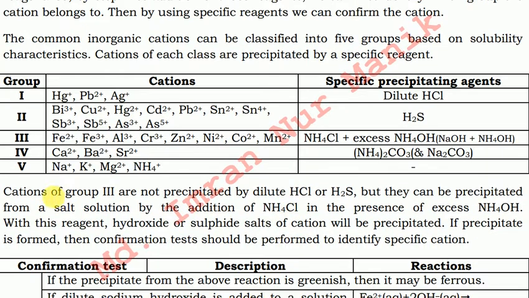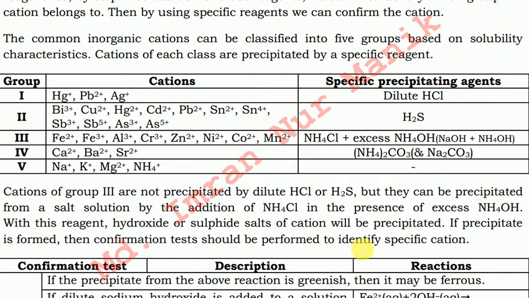So we can say that cations of group 3 are not precipitated by dilute hydrochloric acid or hydrogen sulfide gas, but they can be precipitated from a salt solution by the addition of ammonium chloride in the presence of excess ammonium hydroxide. With this reagent, hydroxide or sulfide salts of the cation will be precipitated. If the precipitate is formed, then a confirmation test should be performed to identify the specific cation.